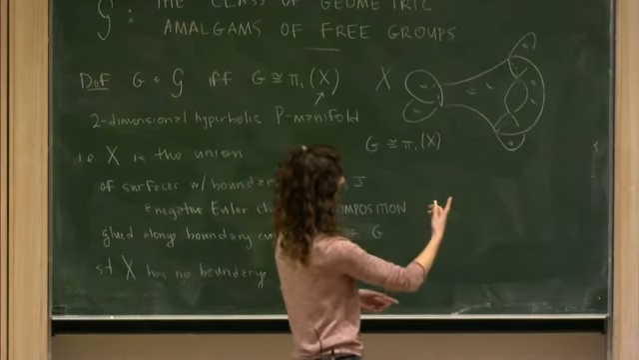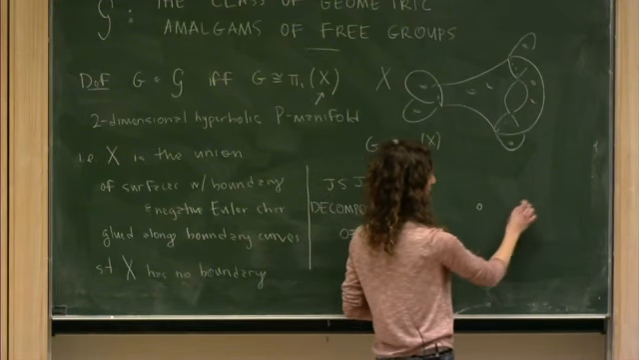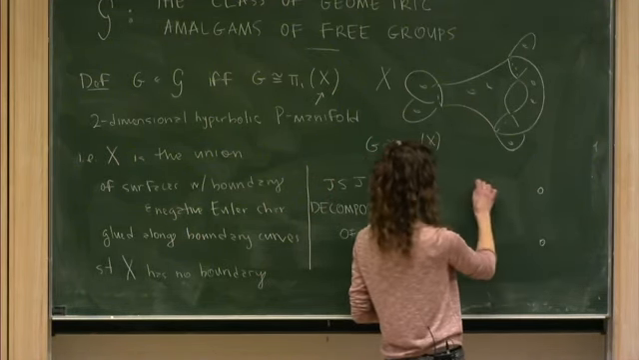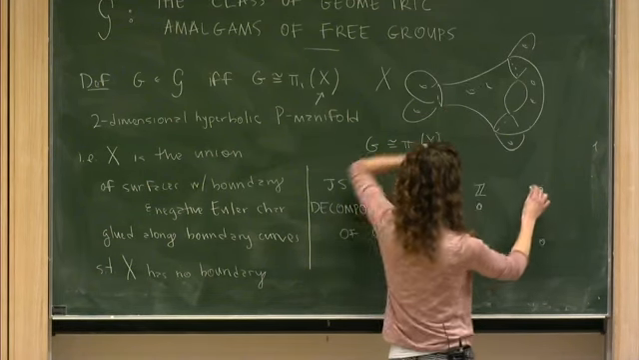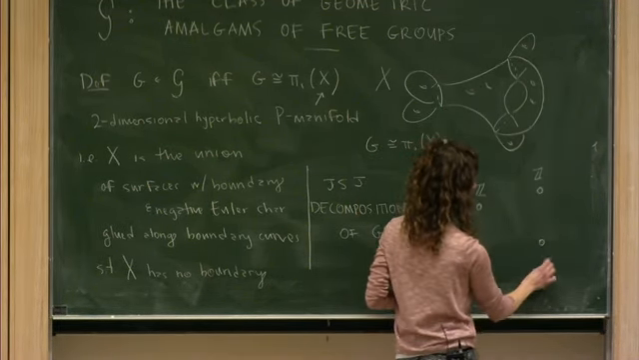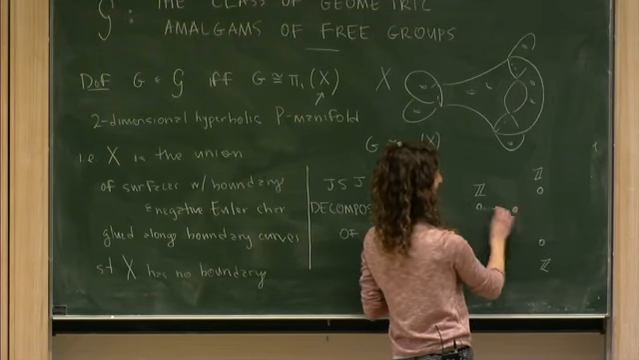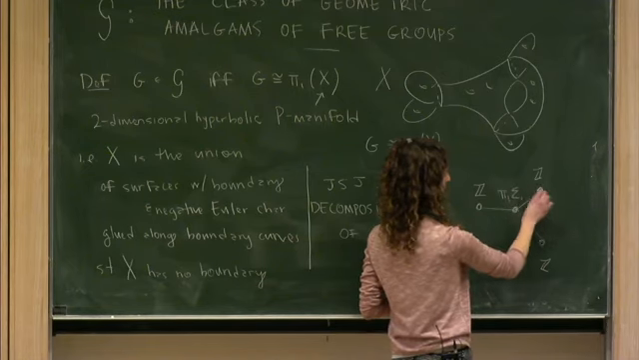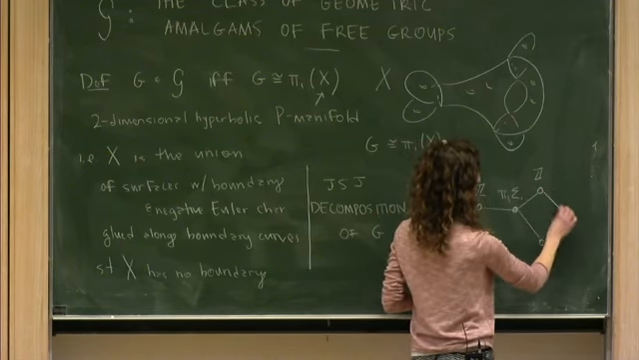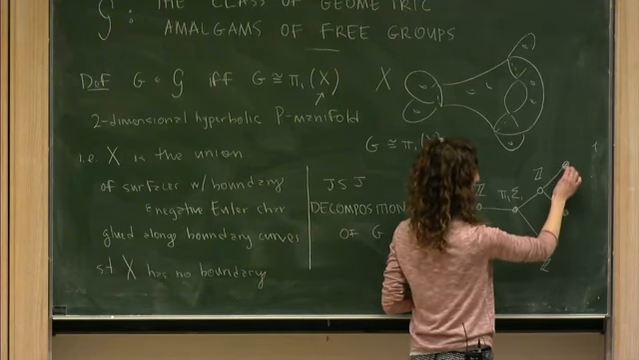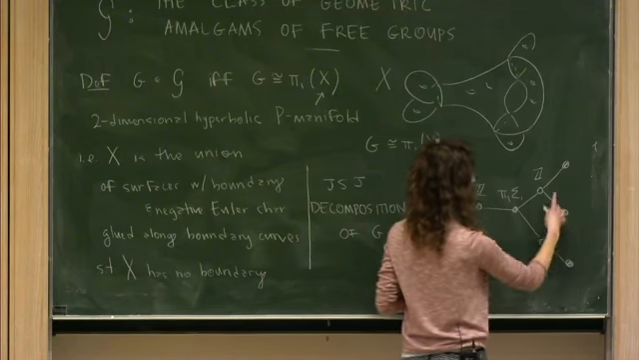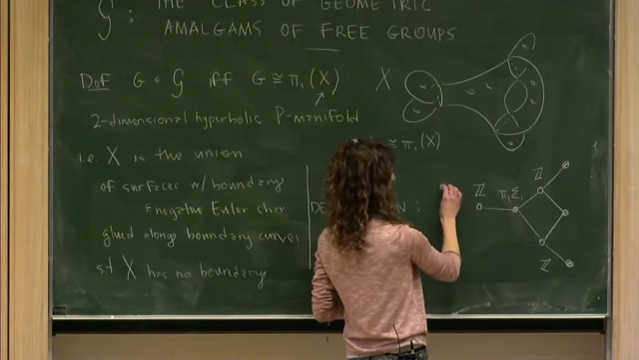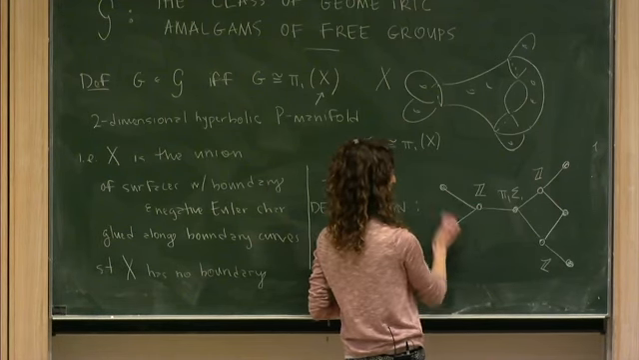In this example, the JSJ decomposition will have three two-ended vertex groups, one for each of the singular curves, and one maximal hanging Fuchsian vertex group for each of the surfaces you've glued on. So all of the shaded vertex groups are the fundamental group of some surface with boundary.